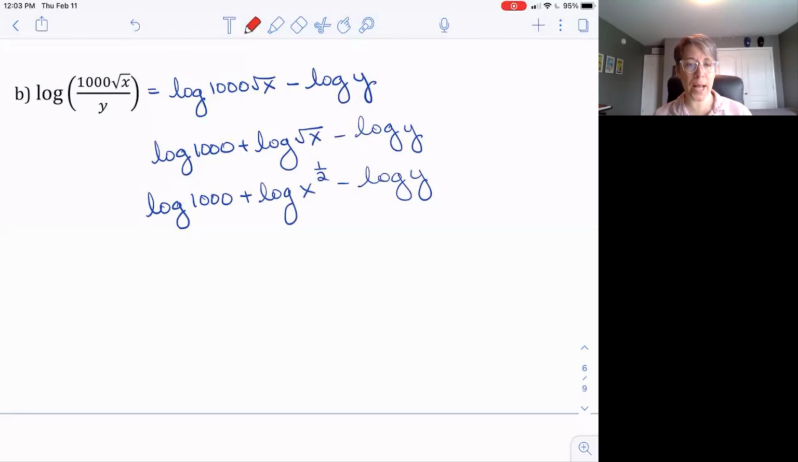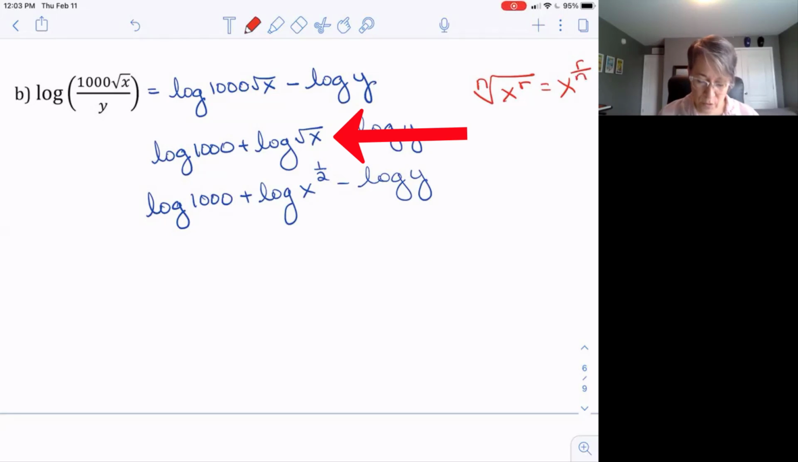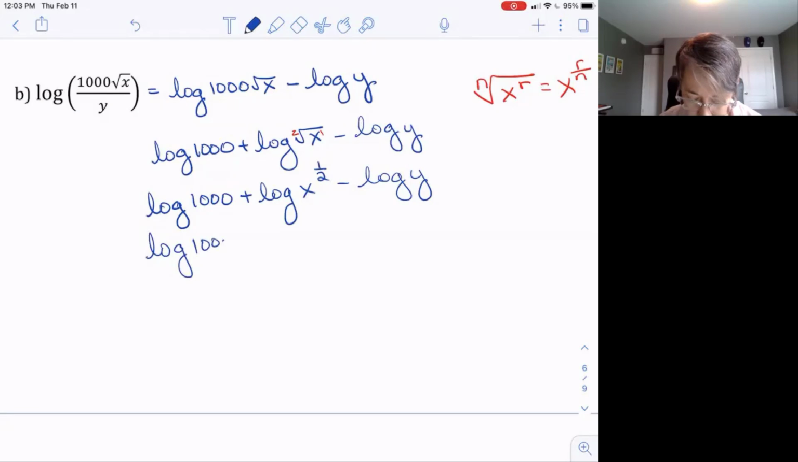So if you've forgotten some of those rules, if you have the nth root of x to the r, it can be written as x to the r, but divide that exponent by the index n. So that's why this is an understood 1, understood square root. That's where the 1/2 came from, just a little reminder. So we can move that 1/2 to the front of that particular logarithm.